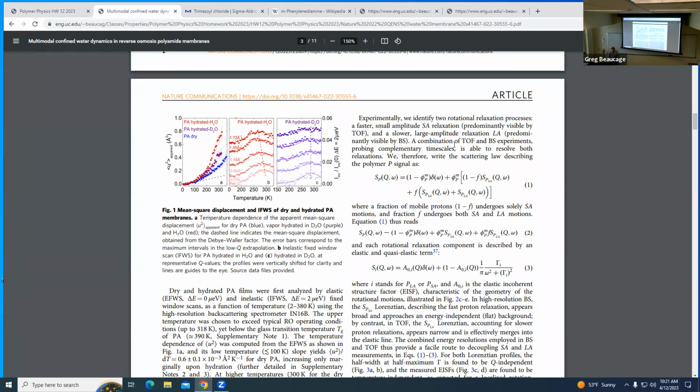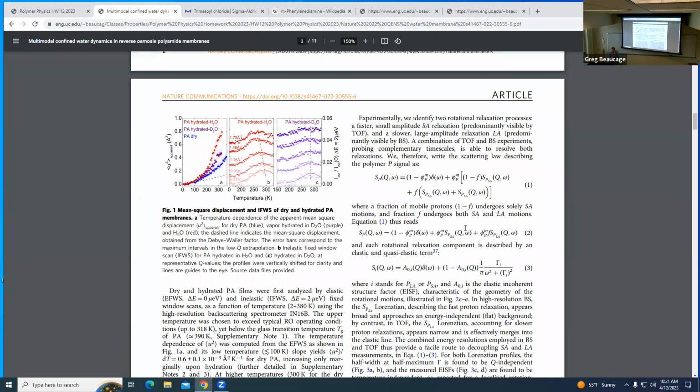So this is just for the polyamide, not with water, like the dry polyamide. And that's got a small amplitude and large amplitude. And the small amplitude is fast and the large amplitude is slow. And you can distinguish the two because the backscatter measurement and the time of flight measurement measure at two different energy levels, and they can pick out these two because one's fast and one's slow.